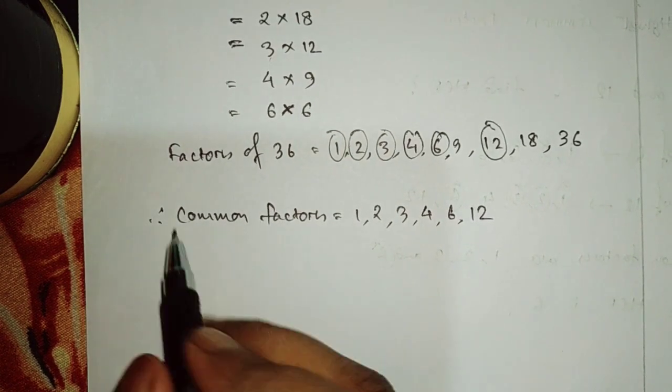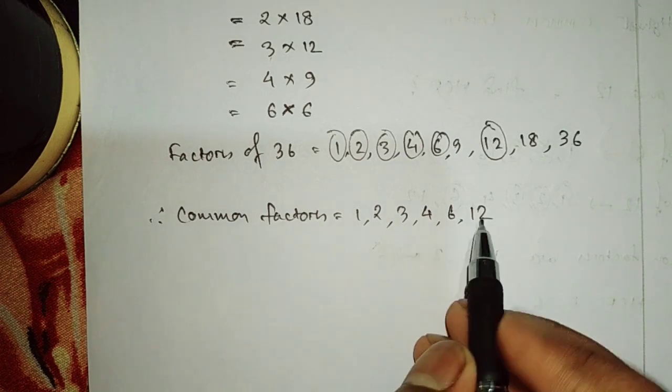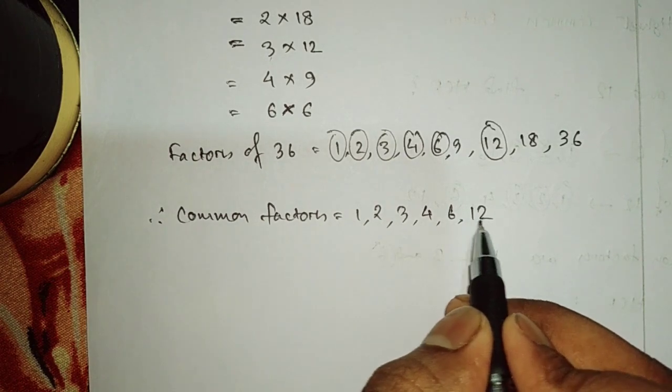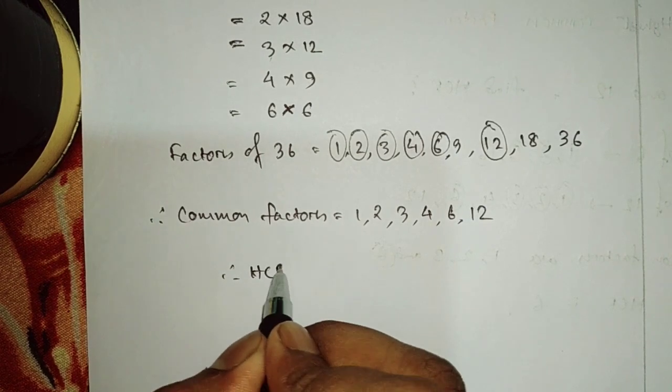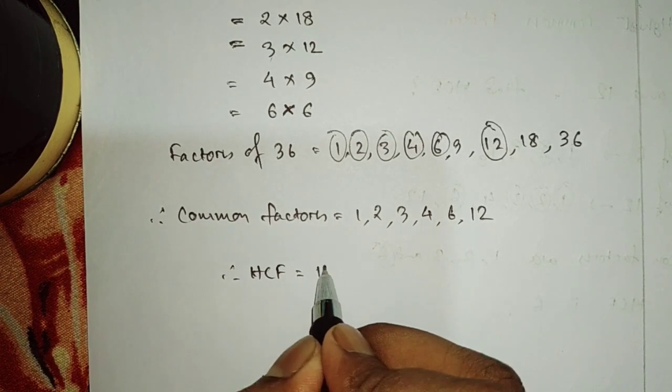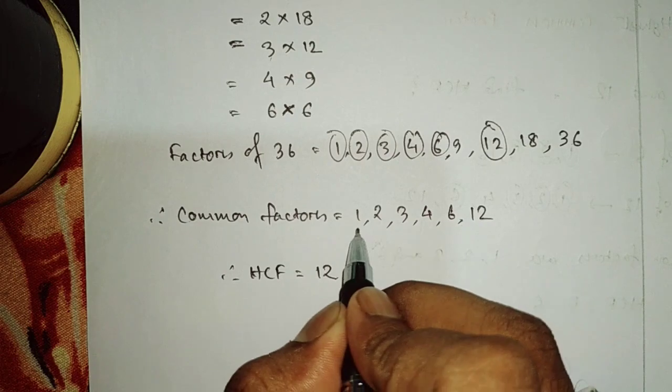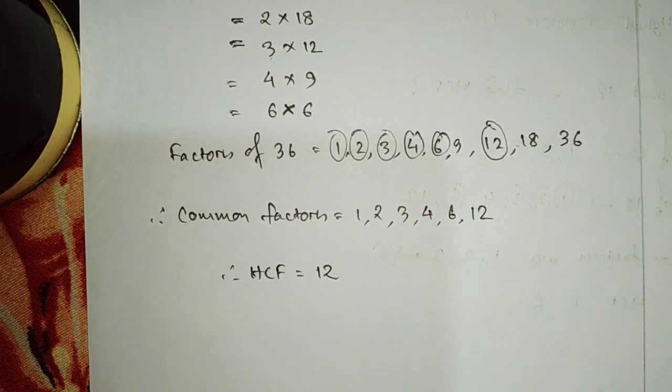But what we need is the highest common factor. So out of these numbers, which is the highest? Highest is 12. So 12 is our HCF. HCF is equal to 12. 12 is the highest value of all these.